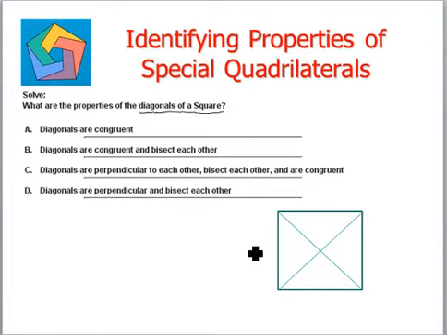So here we look at the figure of the square. Let's mark it as A, B, C, D, where AC and BD are the diagonals.